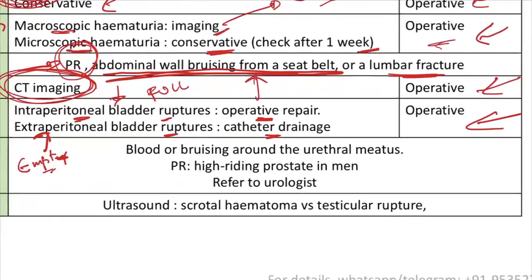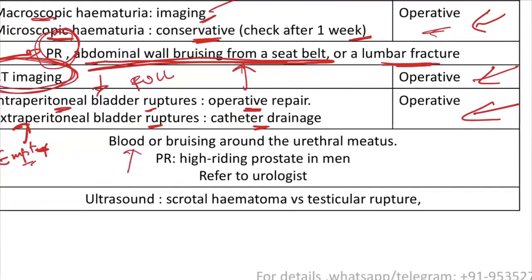Urethral trauma. You suspect a urethral trauma if there is blood or bruising over the urethral meatus. If present, you need to suspect a urethral injury. On PR examination in men, if there is a high-riding prostate, you also need to suspect a urethral injury. Whenever you suspect a urethral injury, you need to refer to the urologist.